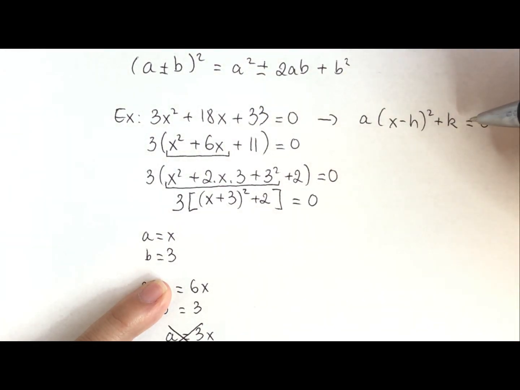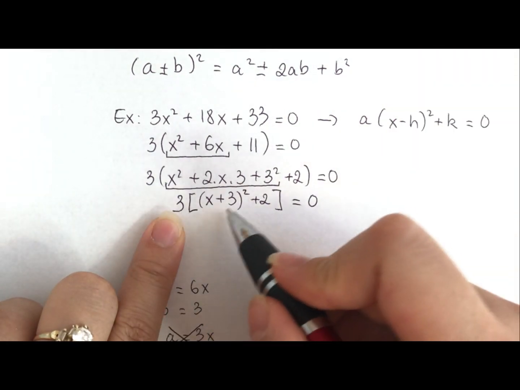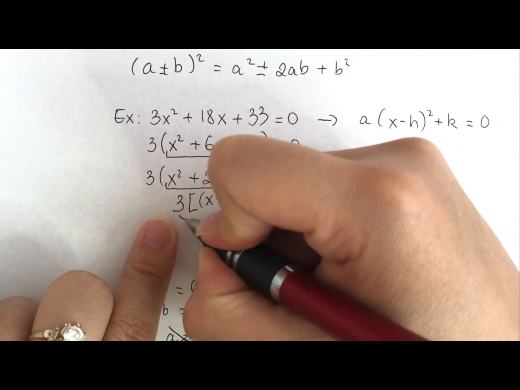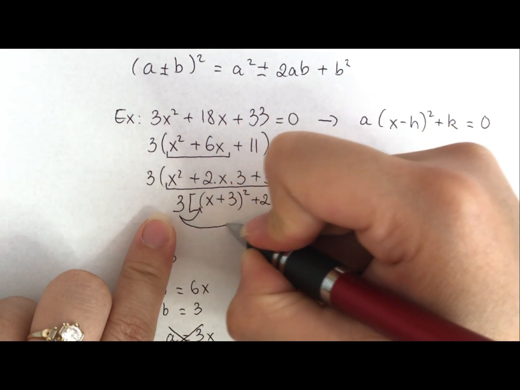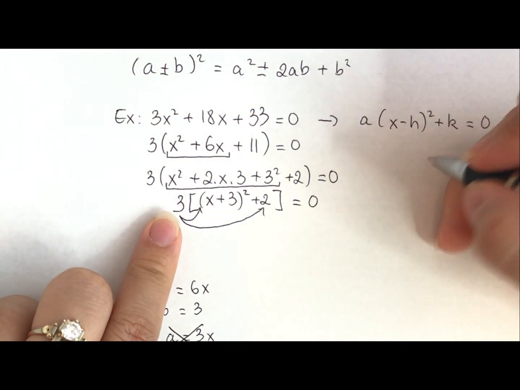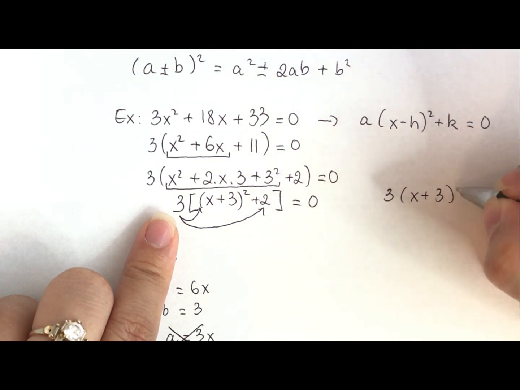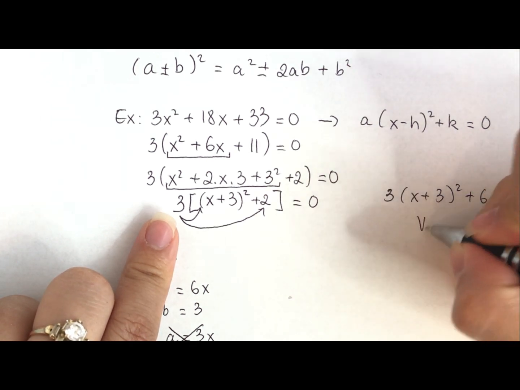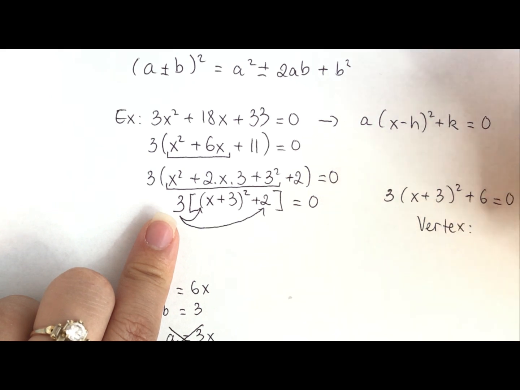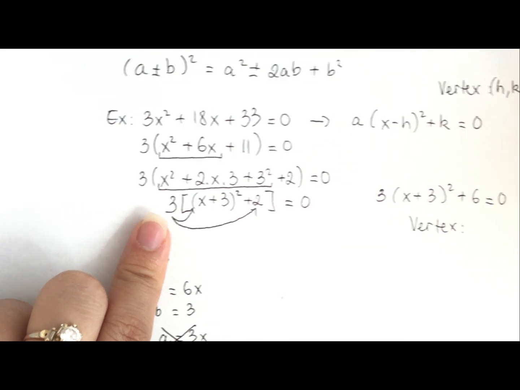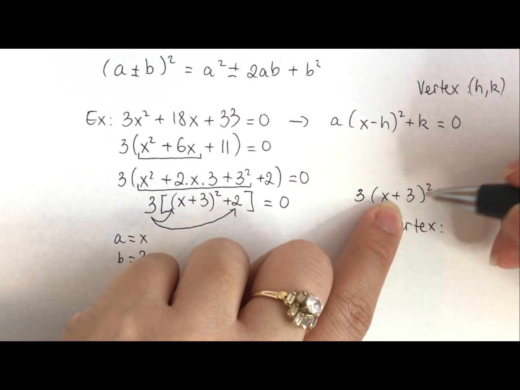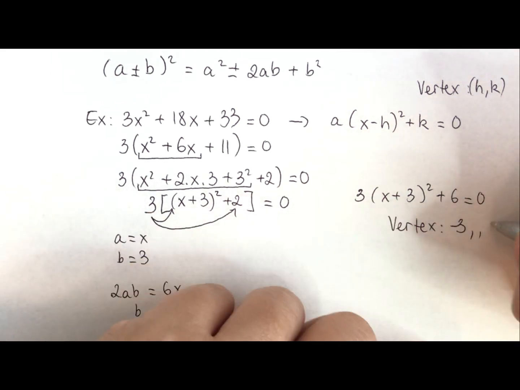The last step we need to do is to distribute the 3 into each of these terms. So the 3 is going to go right in front and into the 2. So we're going to have 3 times (x plus 3) squared plus 6 equals 0. And so our vertex, remember how earlier we said that it would be (h, k). So again, the negation of 3 would be negative 3, and 6.